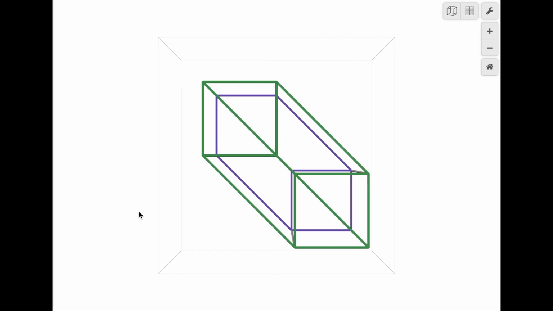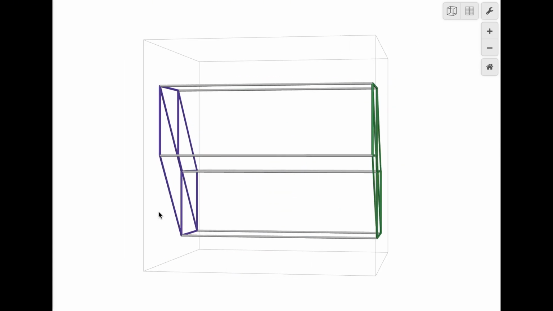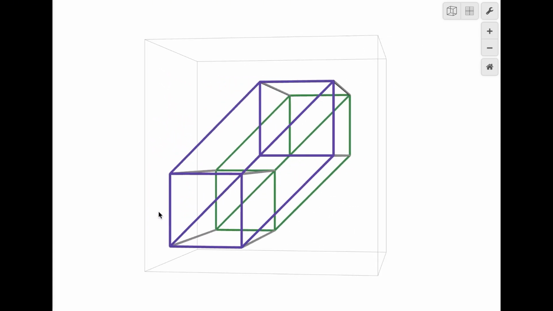This is in essence what is happening with the tesseract. The inner cube is not moving in or out of the larger one, but the whole thing is instead being rotated a lot like this object.